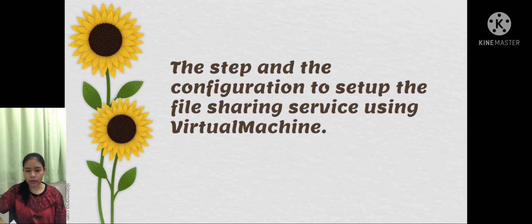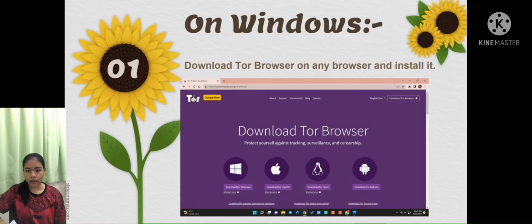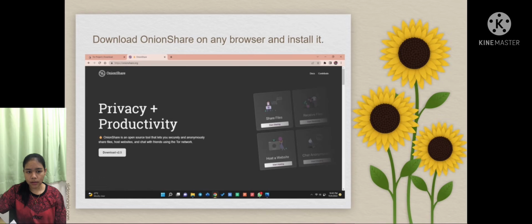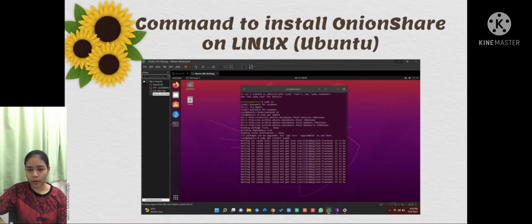These are the steps and the configuration to set up the file sharing service using virtual machine. Next, on Windows, download Tor browser on any browser and install it. Next is download OnionShare on any browser and install it. Next, for the command to install OnionShare on Linux, we use Ubuntu.